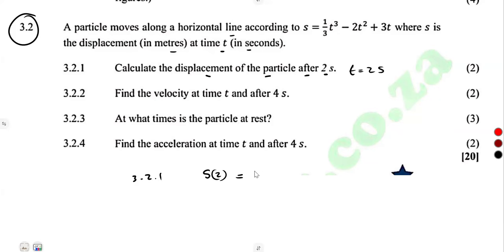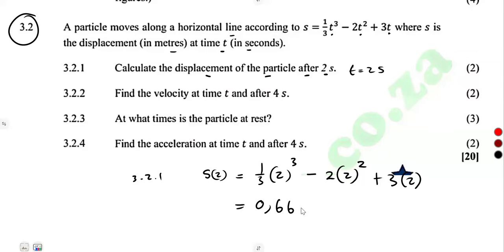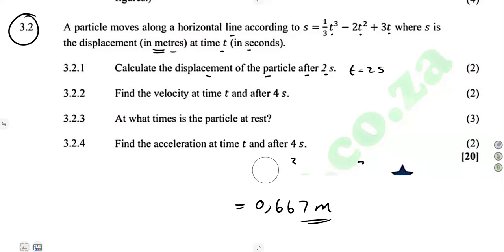Simply in place of t, substitute 2. 2 to the exponent of 3, in place of t, so this is 2 times 2 squared plus 3 times 2. In place of t, we substituted 2. So that was going to give us 2 over 3 or 0.667 meters. Remember displacement in meters. Just like that, you're done.